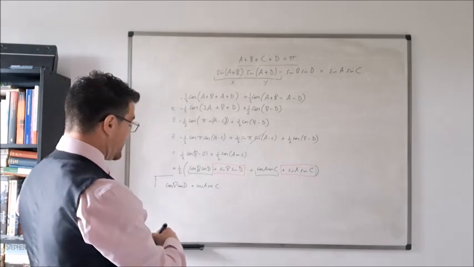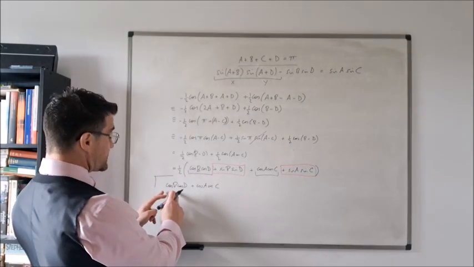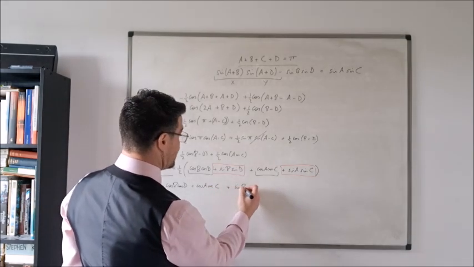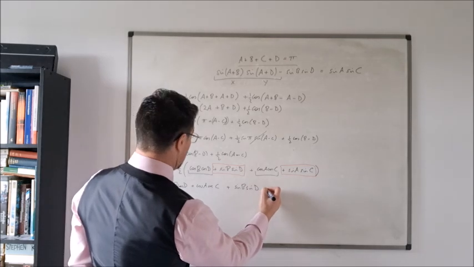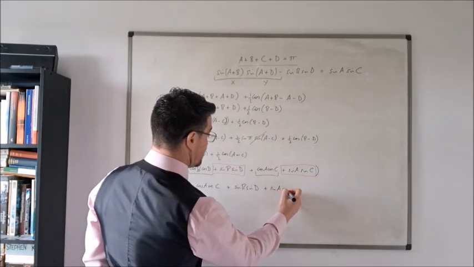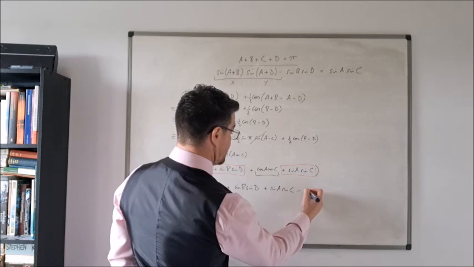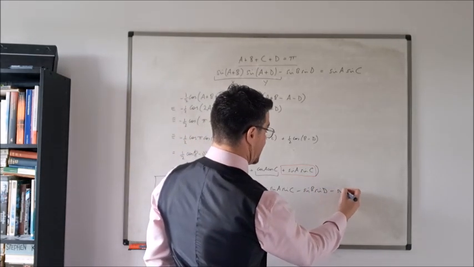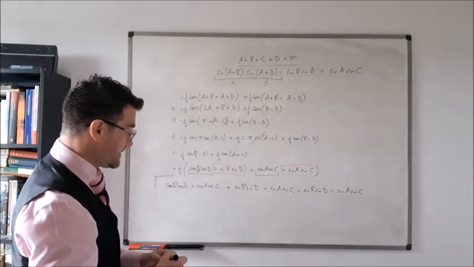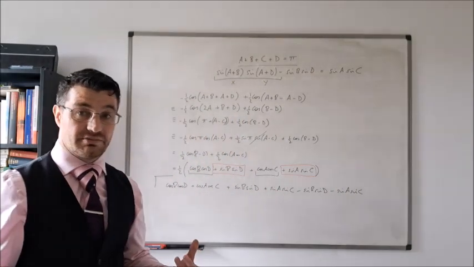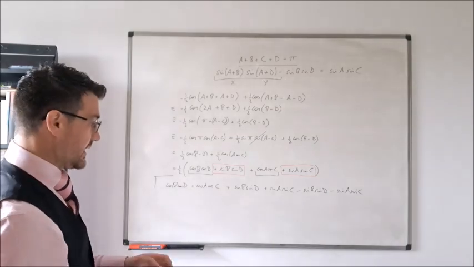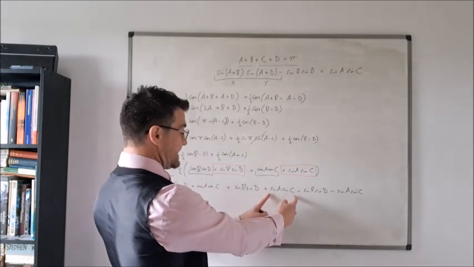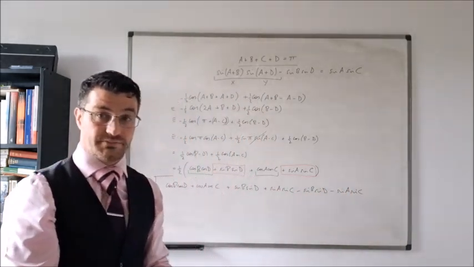So what I did was I wrote this in a very particular way. I wrote cos b, cos d, plus cos a, cos c, plus sine b, sine d, plus sine a, sine c, minus sine b, sine d, minus sine a, sine c. So what have I done here? I've effectively added 0, but in a very particular way, because I've added the sine b sine d on, and then I'm subtracting it off. I've added the sine a sine c on, and then I'm subtracting it off.